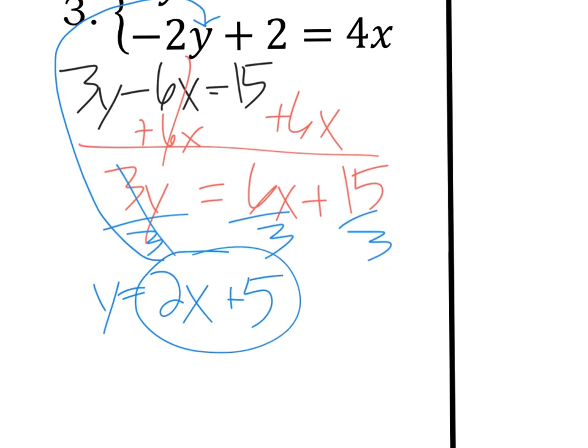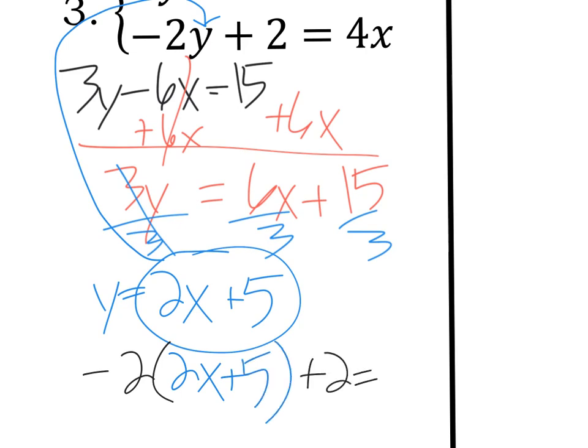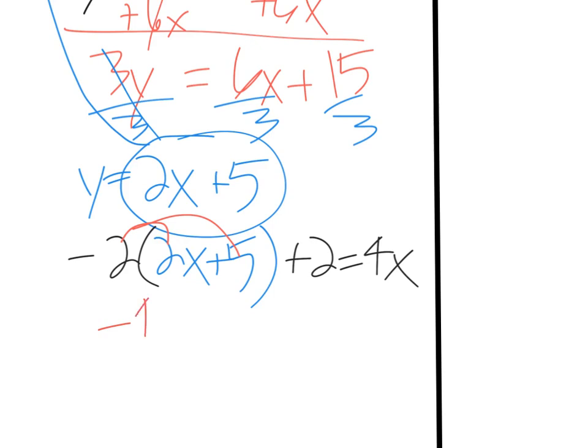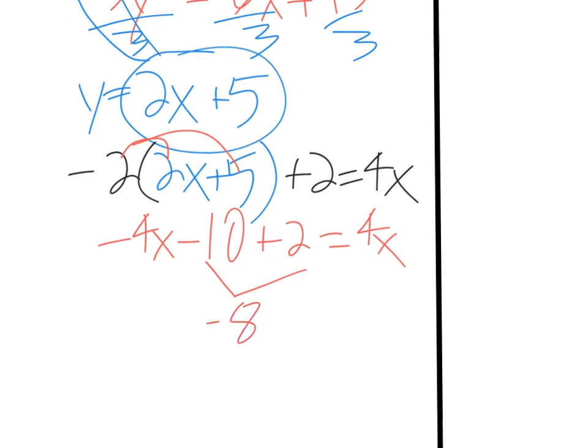So negative 2y plus 2, except it's going to say negative 2, parentheses, 2x plus 5, plus 2 equals 4x. Now I got to distribute negative 2 times 2x and negative 2 times 5. That'll make negative 4x minus 10 plus 2 equals 4x. So I have negative 10 plus 2. That easily combines to make negative 8. And so I have negative 4x minus 8 equals 4x.